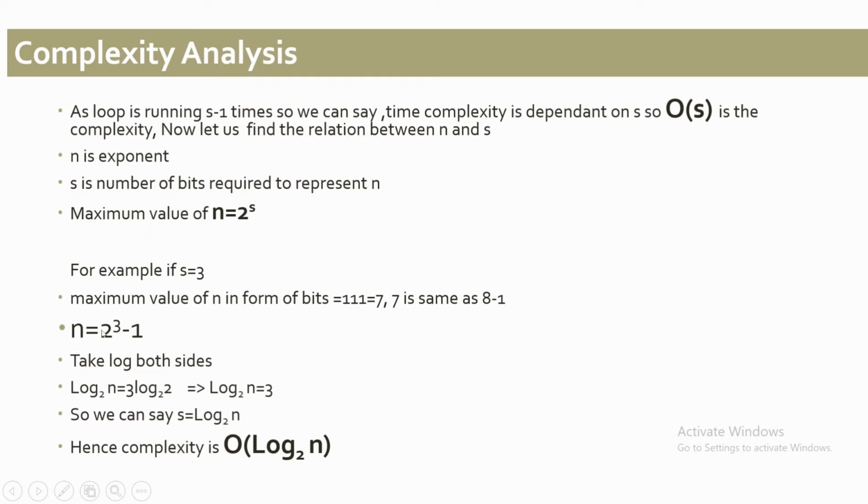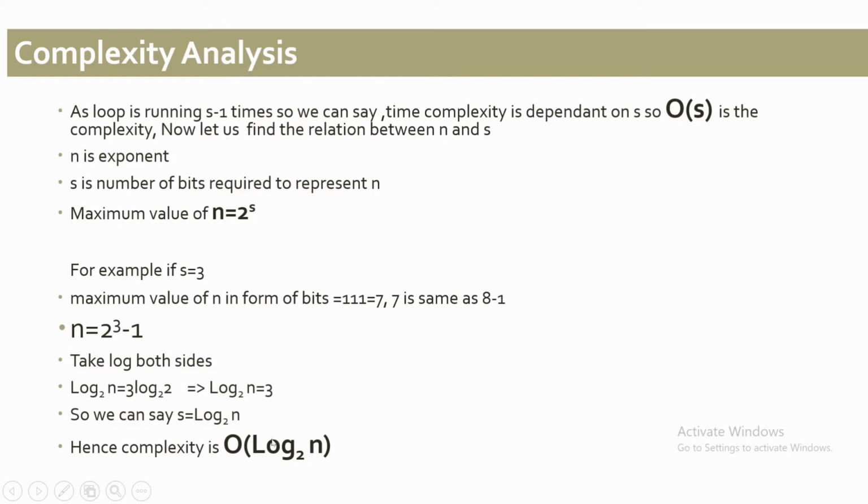So 3 will come forward and it will become log 2 2. So you know the formula of log: if you have the same base and the same value, it will cancel out, it will become 1. So we get log 2 n is equal to 3. And what is 3? 3 is our s. So we got the formula that s equals log 2 n. That is my complexity of this algorithm as O(log 2 n).